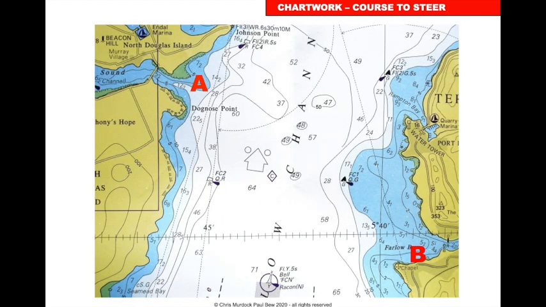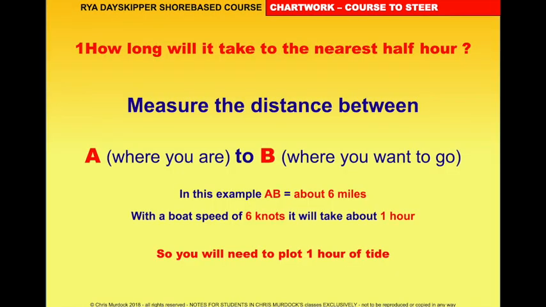So we mark off A and B. So A is at the entrance of Parvin Sound, B is Farlow River. So measure the distance between A and B. So we need to know how long it will take to the nearest half hour. In this example, A to B is 6 nautical miles. With a boat speed of 6 knots, it will take an hour.